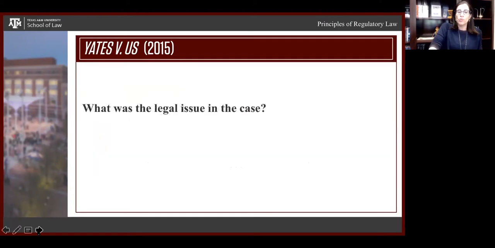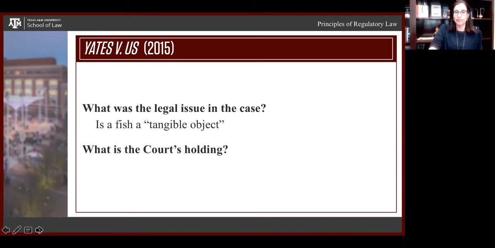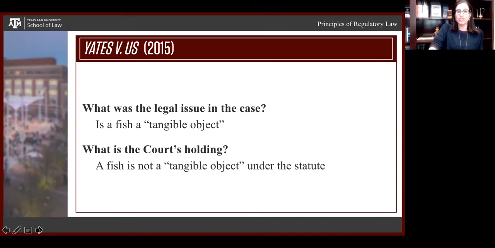Okay, so what's the legal issue in the case? So the legal issue again is, what's the specific question the court needs to resolve here? Here the question is whether a fish is a tangible object under the statute. And the court here held that a fish is not a tangible object under the statute.